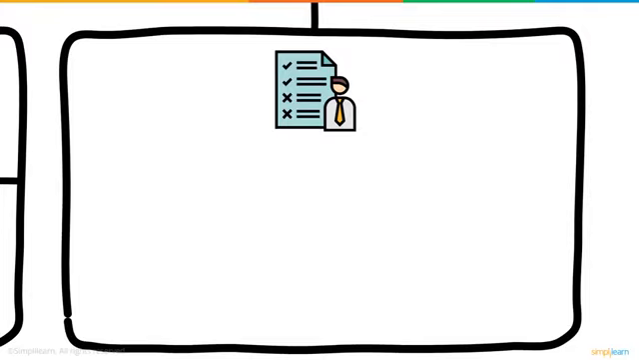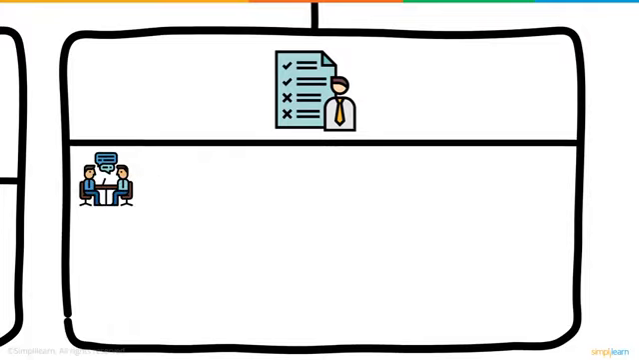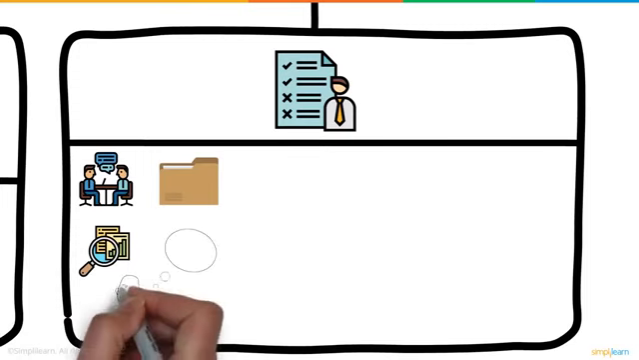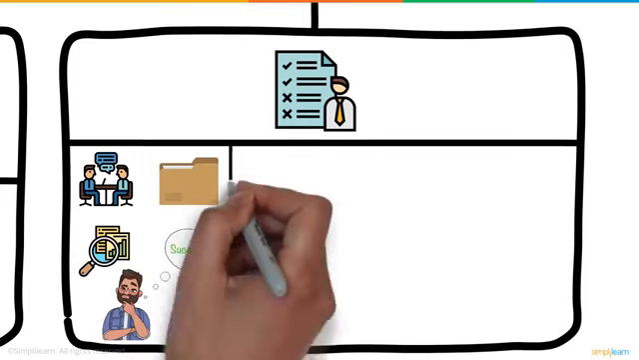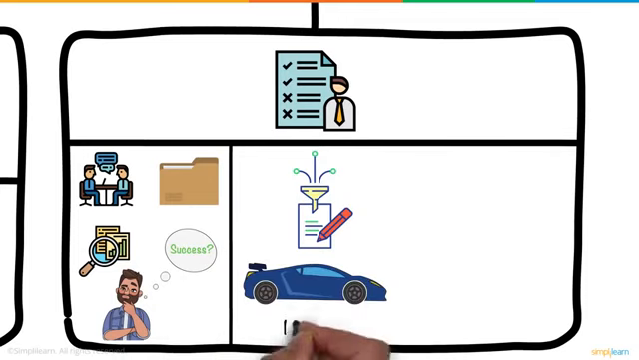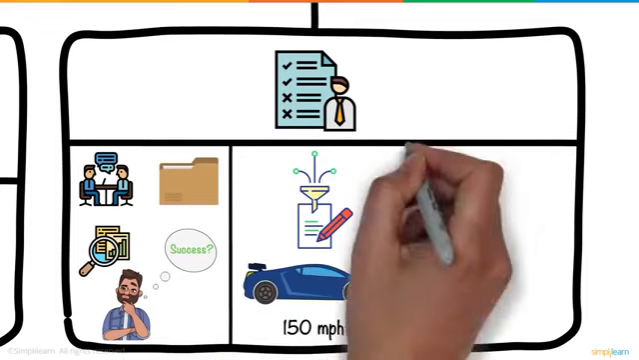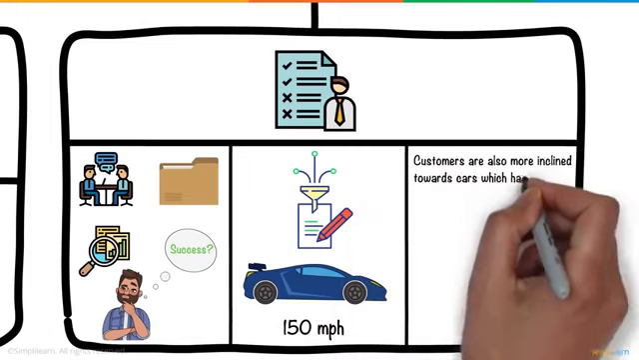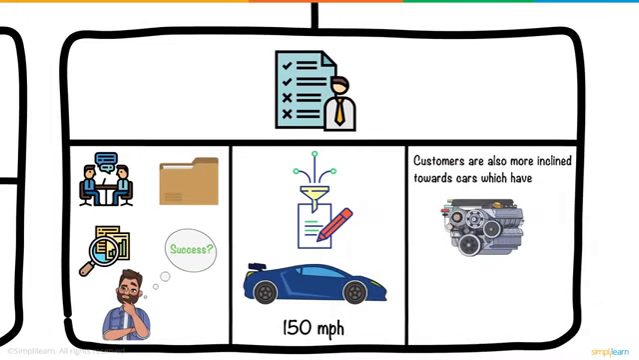In the Define phase, you define the requirements of the customer. Based on inputs from customers, historical data, industry research, you determine what you need to ensure your car becomes a success. The data collected indicates customers are drawn to cars which can achieve more than 150 miles per hour. Customers are also more inclined towards cars which have V6 engines and an aerodynamic frame.